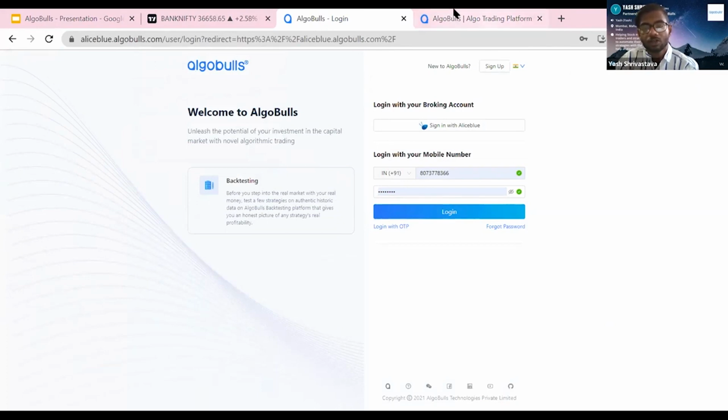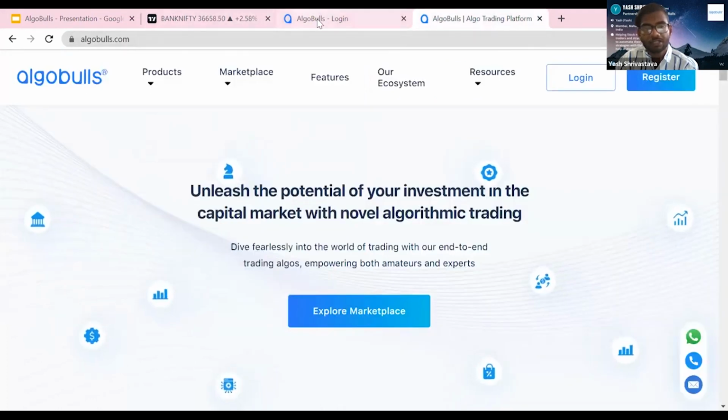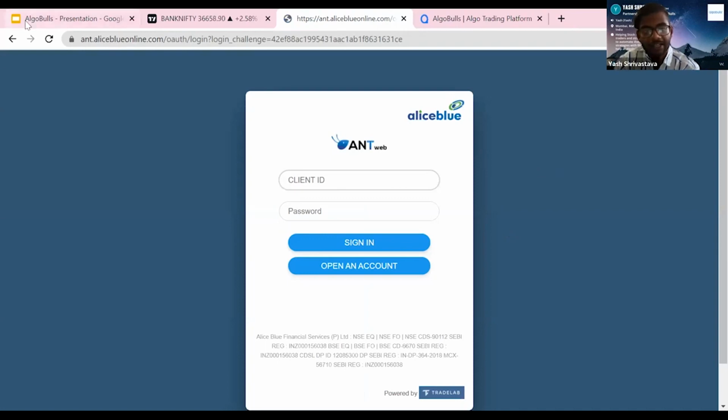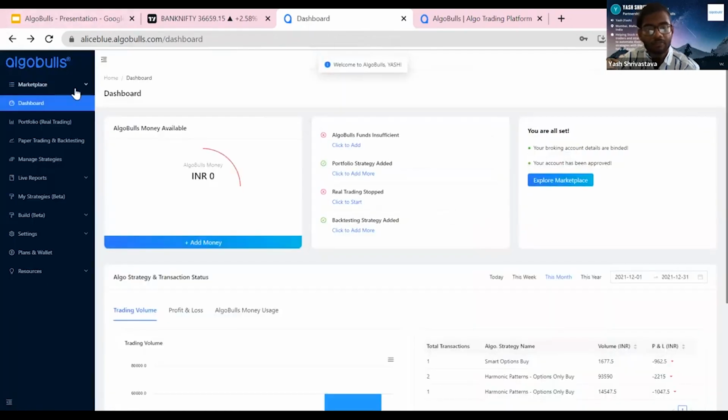Yes, so I'll just show you. You guys can just type in aliceblue.algobulls.com. You can follow me if you are trying this. You can either sign in with your Alice Blue account by directly entering your client ID and password, or since I'm already a logged in user over here, I'll directly log in.